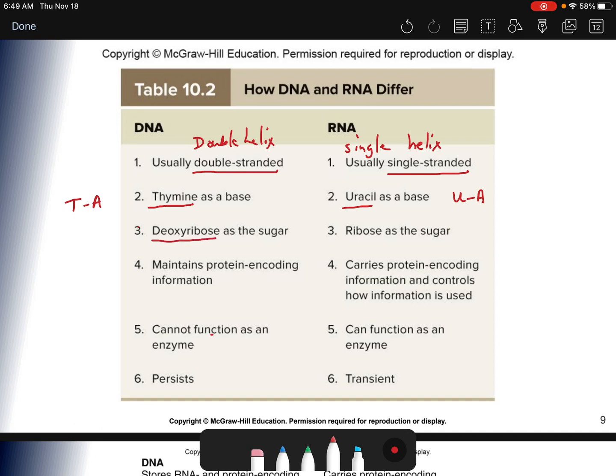Both DNA and RNA have those same bases. Deoxyribose is the sugar for DNA, thus the name. Ribose is the sugar for RNA. DNA contains the protein encoding information. RNA carries it to the ribosome, so it can be used to make a protein. Okay? DNA cannot function as an enzyme. RNA can function as an enzyme. And then DNA persists. That means it stays in the nucleus. RNA is transient. It can leave the nucleus.